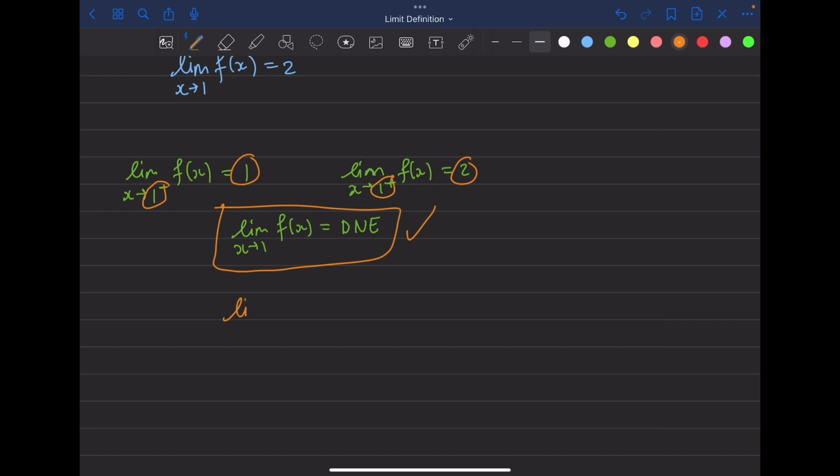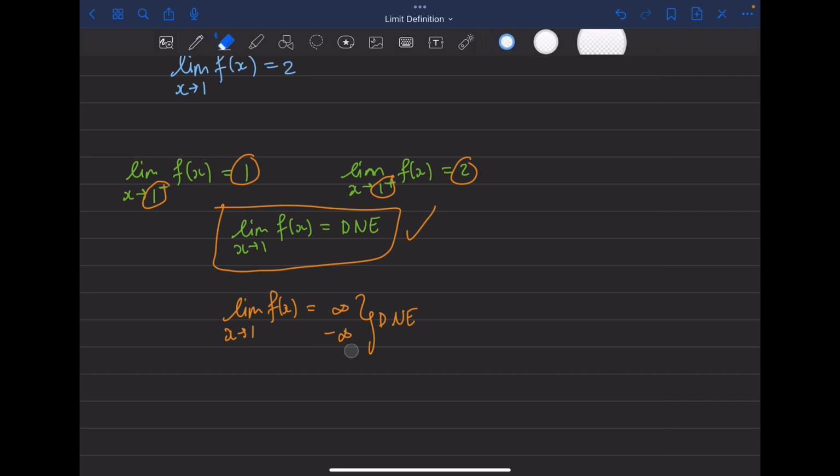So let's say the limit as x approaches 1 of f of x is infinity or negative infinity. These also both, you can substitute them for DNE, does not exist, but they just mean that you don't know where exactly it goes, so you can't really give an answer. It's invalid, but it's a bit more descriptive than writing DNE.